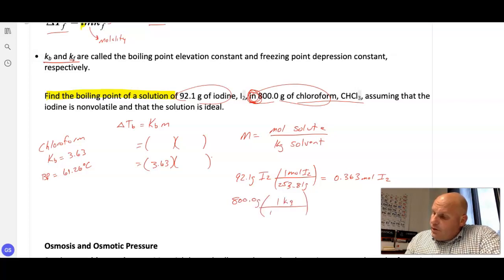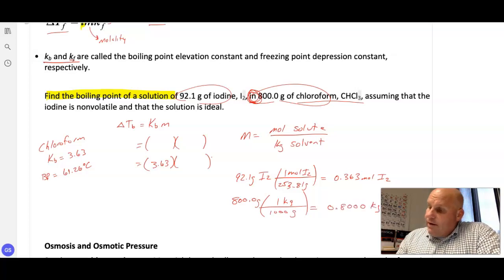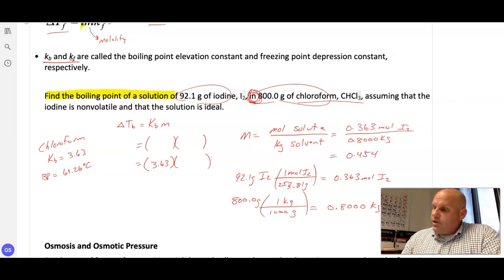So 1 kilogram is 1,000 grams. I get 0.8000 kilograms. All right, so now I have the values I need to plug in to solve for molality. So I get 0.363 moles of iodine over 0.8000 kilograms, and I get a molality value here of 0.454. And lowercase m is the symbol for molality.